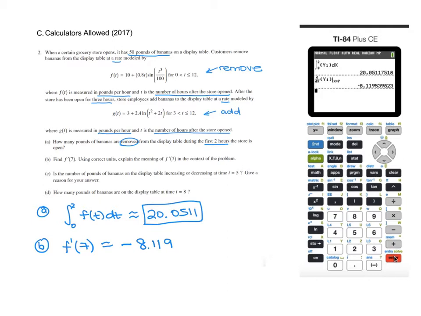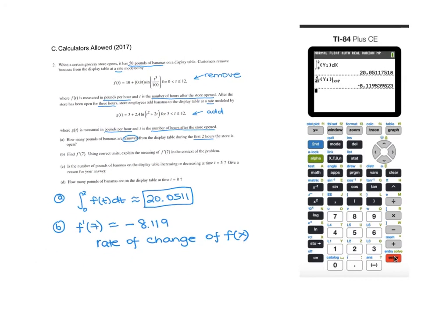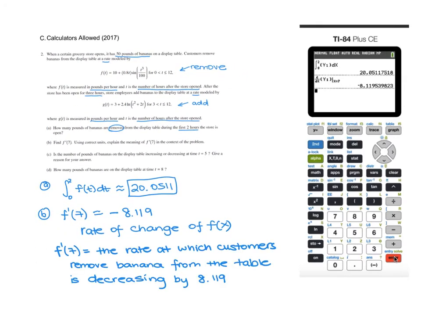Part B also asks us to explain the meaning of f prime. So this is the derivative of f, so the rate of change of f. And f is the rate at which customers remove bananas from the table. So f prime of 7 is the rate. So this is the rate at which customers remove banana from the table is decreasing by 8.119 pounds per hour squared.